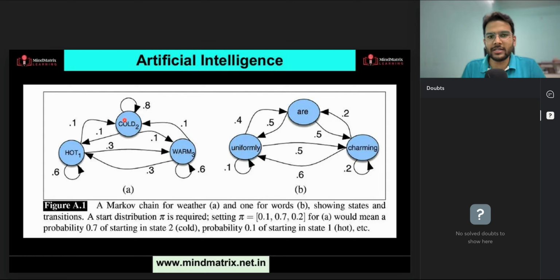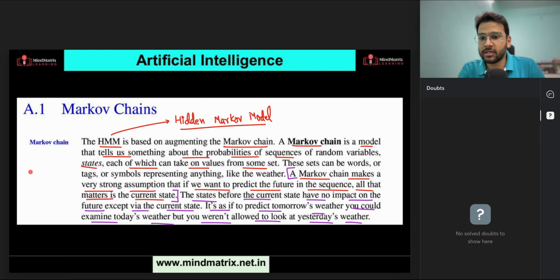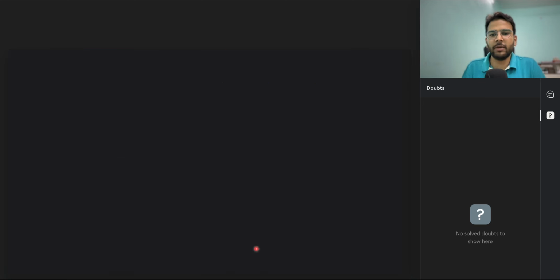So all these are the states. Whenever we talk about Markov chain, we talk about sequential data. Okay. For example, let me give you one more example.